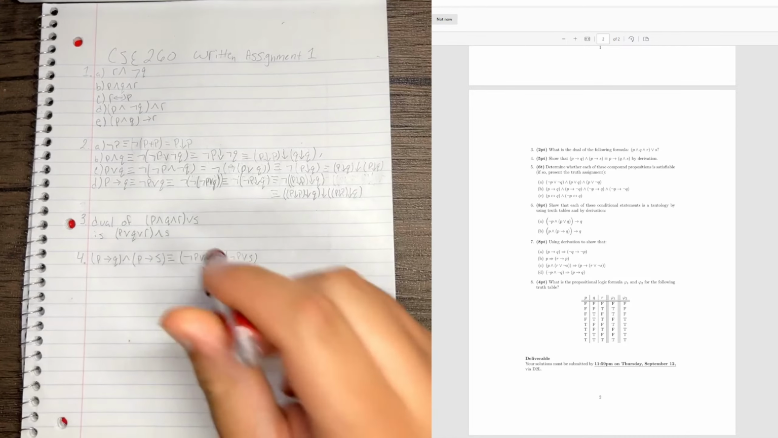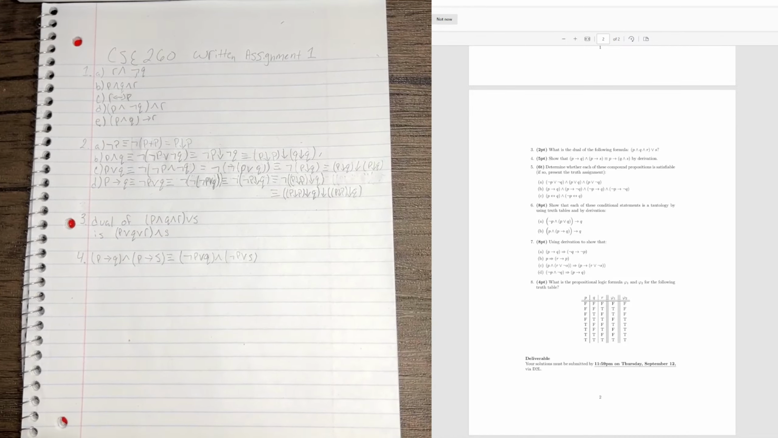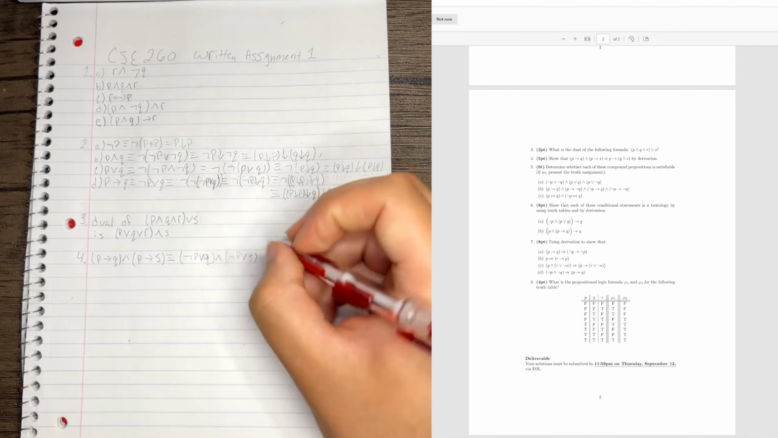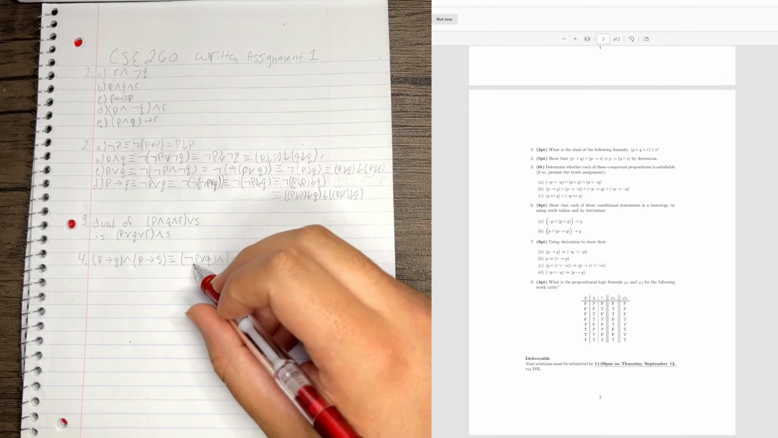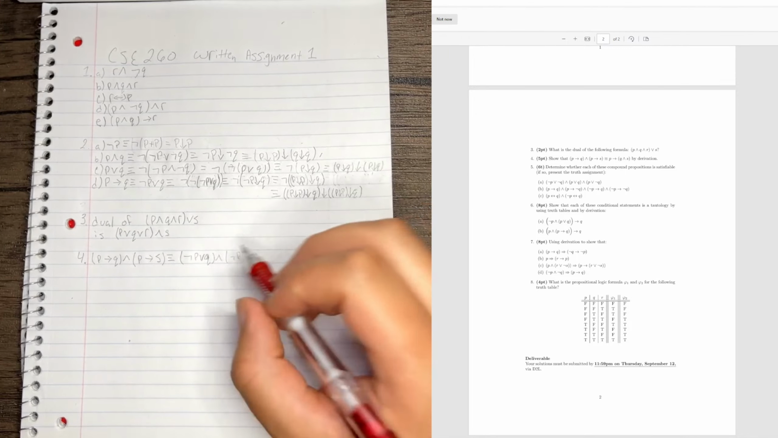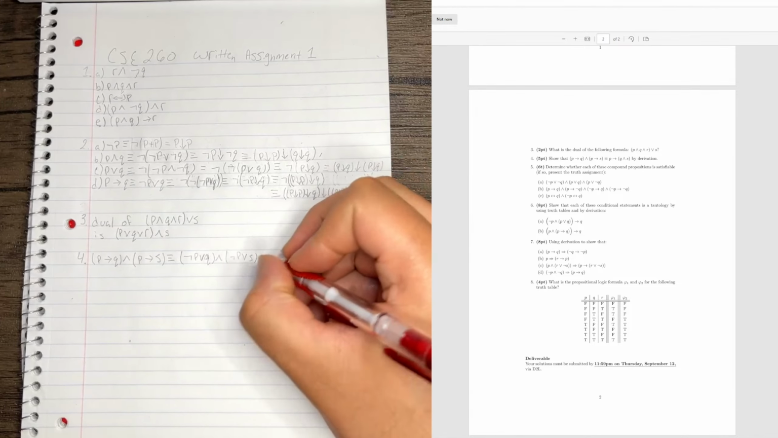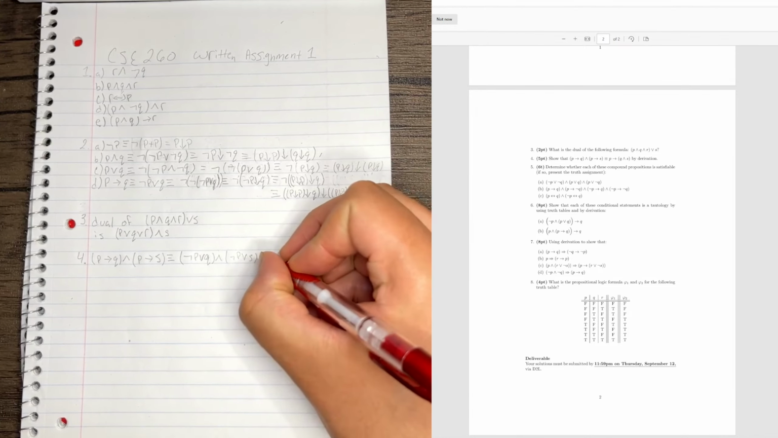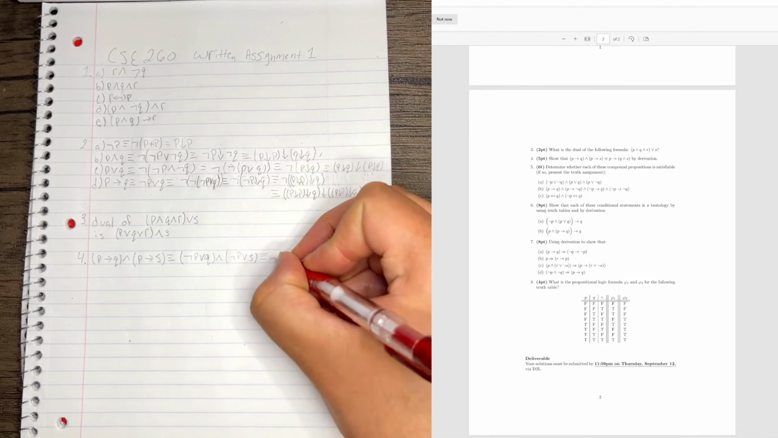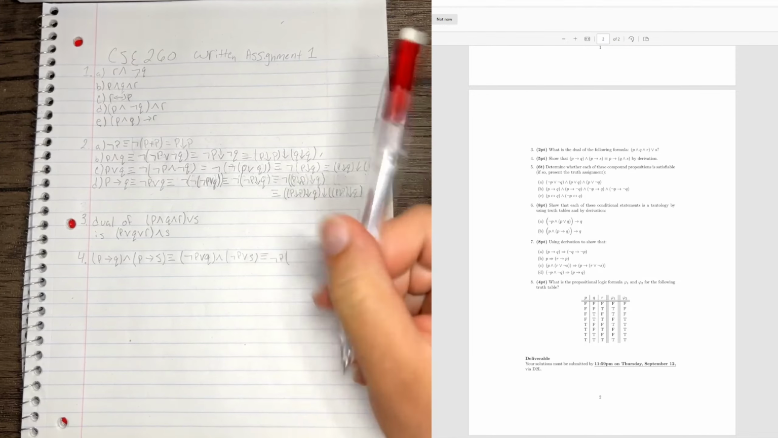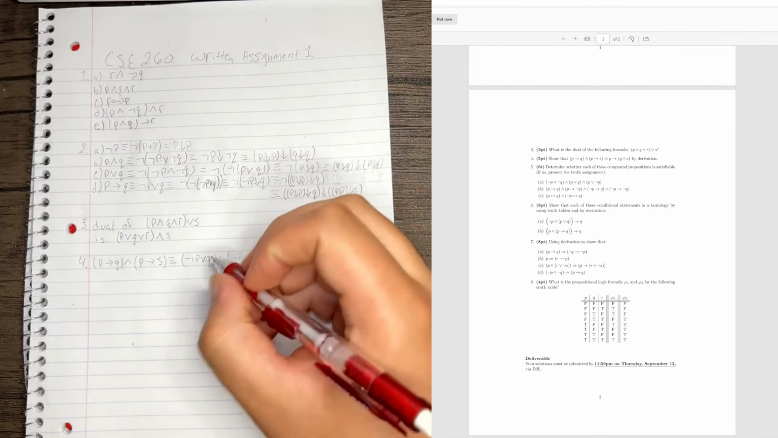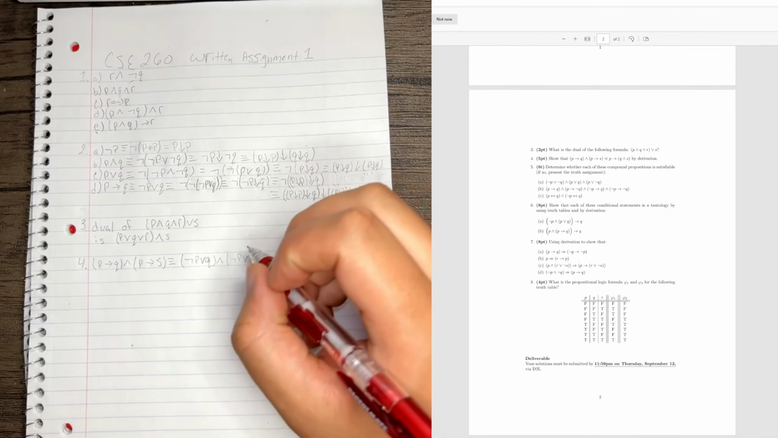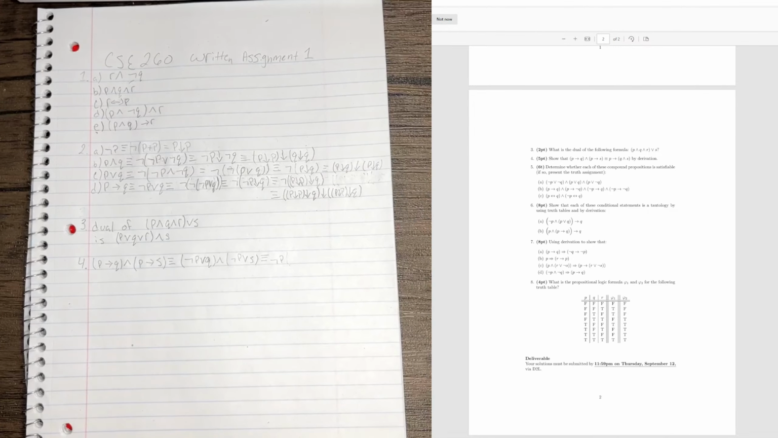I can combine the Ps for sure somehow. 100%. So we have not P or Q and not P or S. So that is the same thing as saying not P. Not P or Q and not P or S.